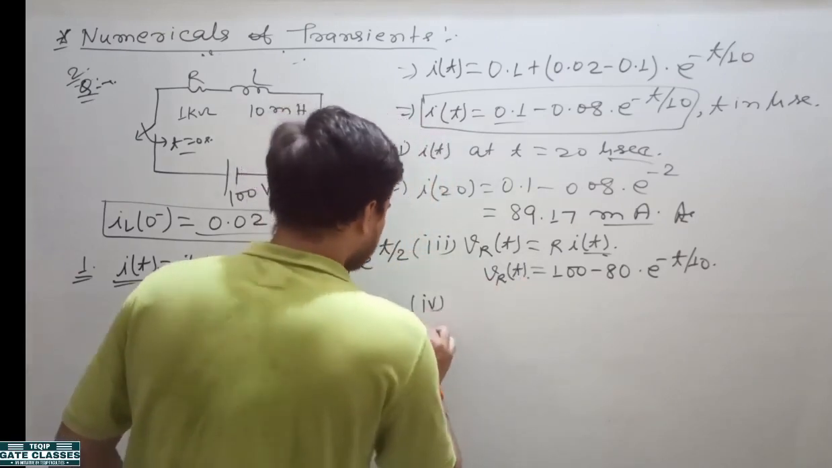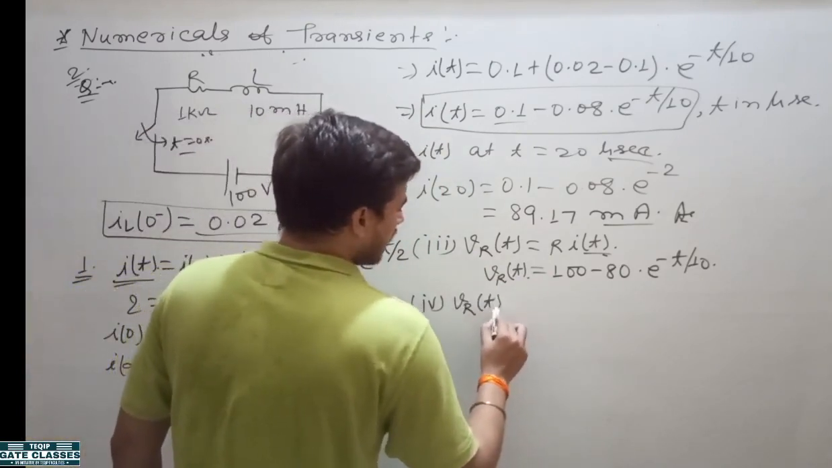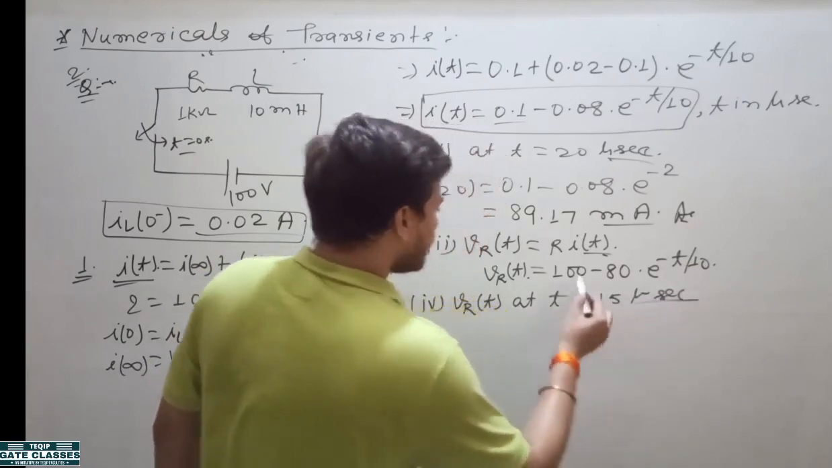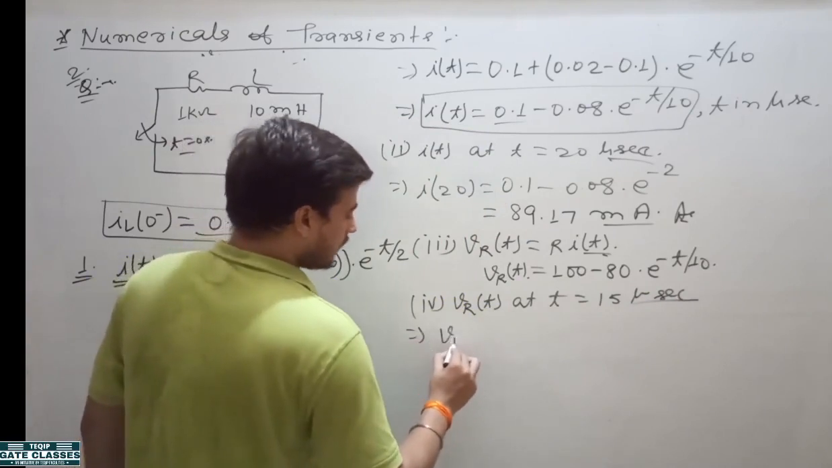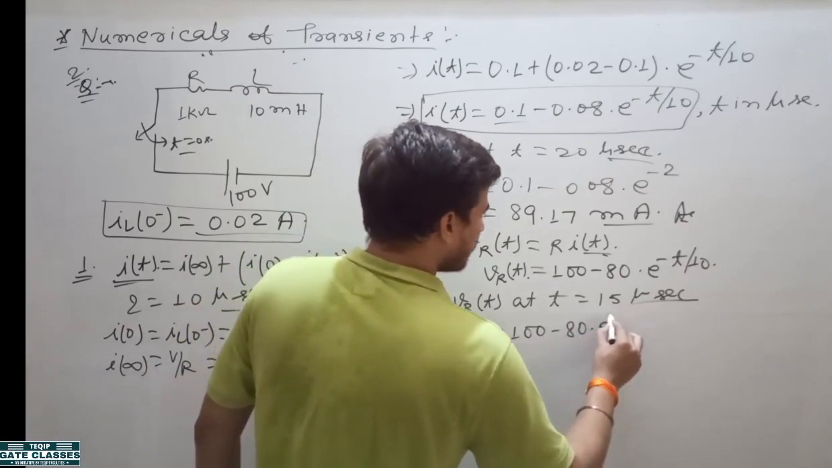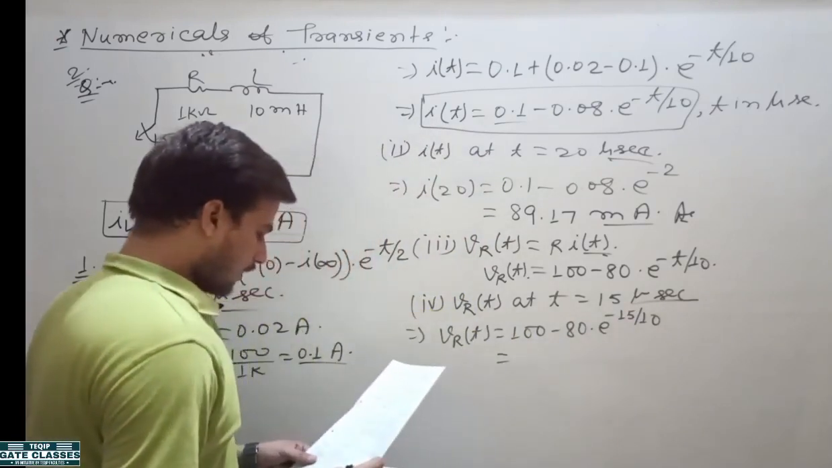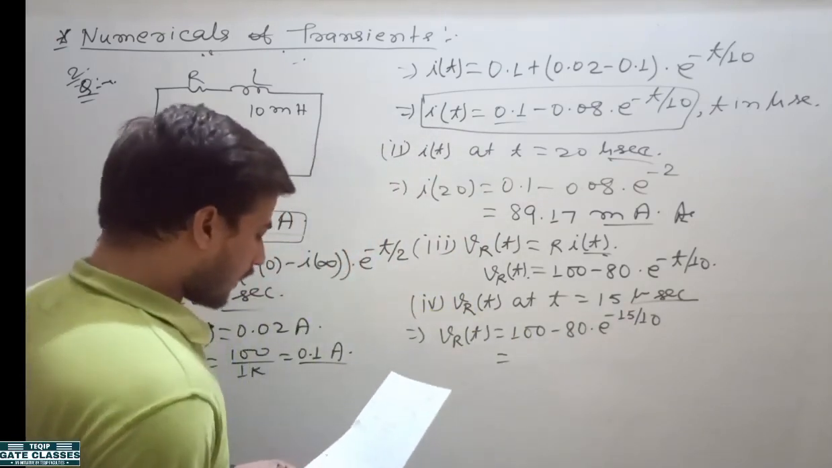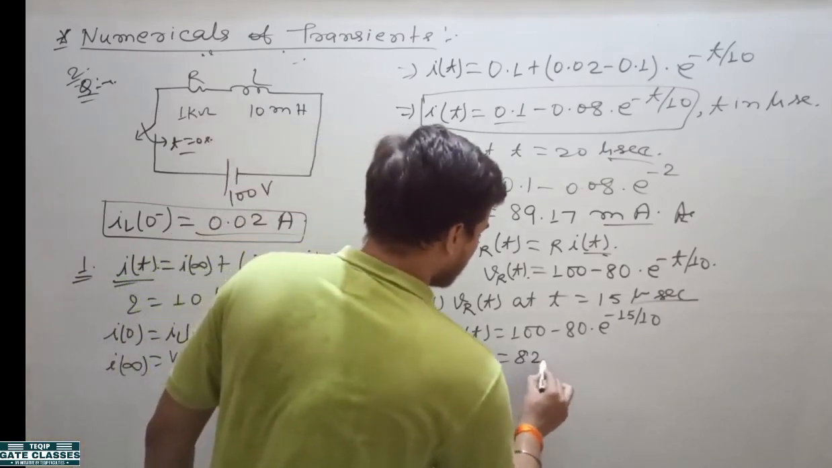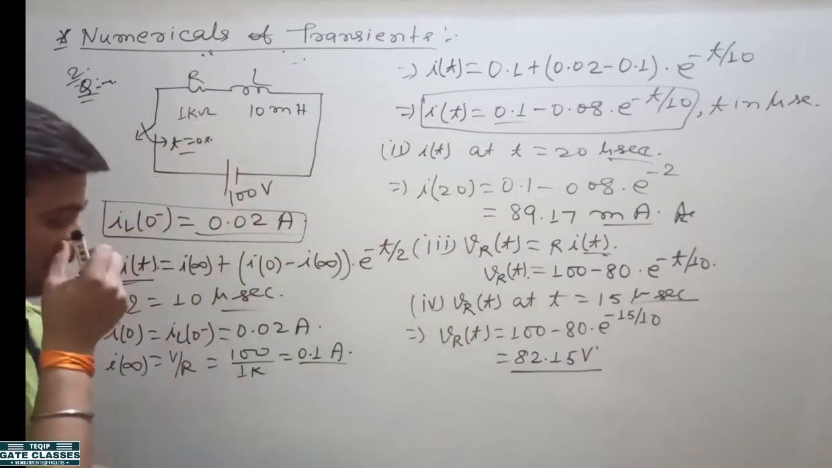Fourth point is we have to find VR(t) at t equal to 15 microsecond. So you find VR(t) will be equal to 100 minus 80 into e to the power minus 15 by 10. From here you can calculate the value of VR(t). It is equal to 82.15 volt. Clear?